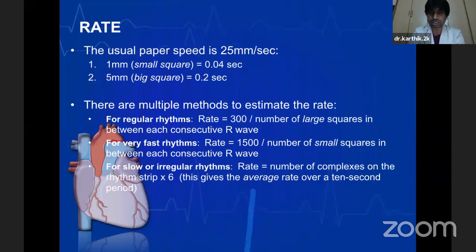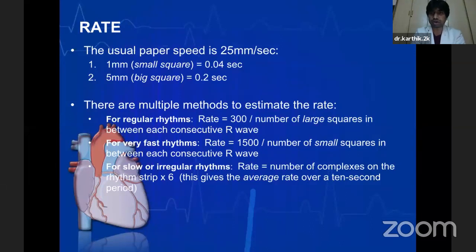In these situations, there are two techniques again. You use the rhythm strip, which is the lead 2 on a 12 lead standard ECG. You will see that there is a rhythm strip which is taken at the bottom of the ECG paper. So you earmark that rhythm strip and calculate the number of squares that fall for a 6-second duration, which will be approximately 30 large squares.